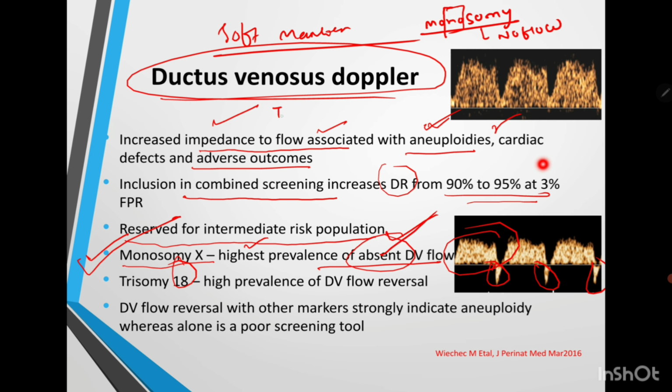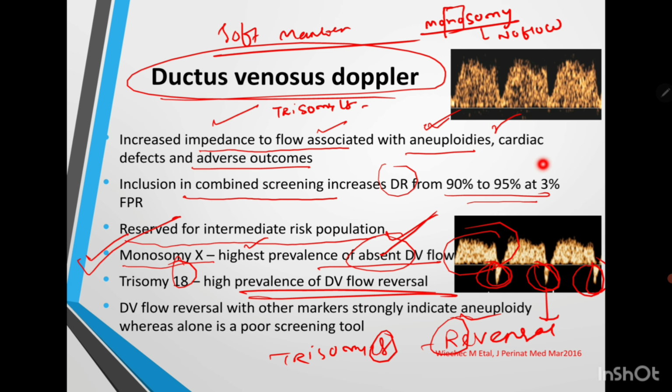Then trisomy 18 has high prevalence of reversal. You can see this is the reversal, this is the reversal, this is reversal, that is trisomy 18. Trisomy 18 is reversal. Okay, so if you see ductus venosus flow has been reversed, then you can suspect trisomy 18. DV flow reversal with other markers will strongly indicate aneuploidy, whereas alone it is a poor screening tool. So remember, along with other markers it will be strongly correlated with aneuploidy, whereas alone it is a poor screening tool.